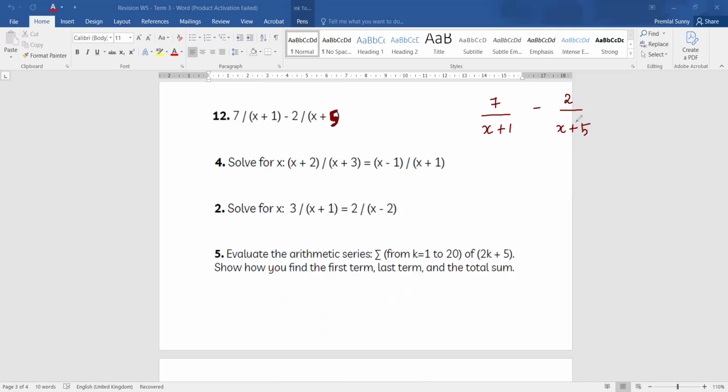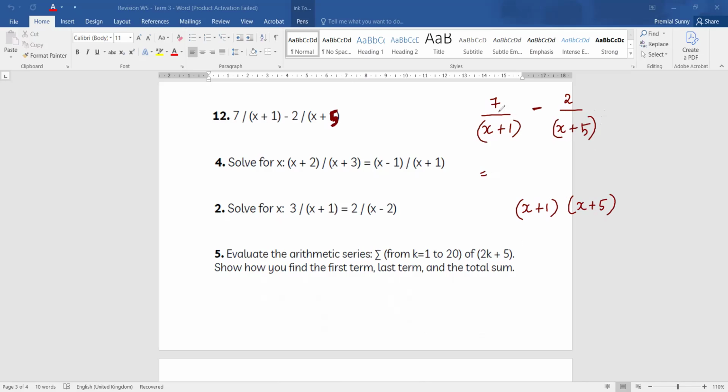Now, in this case, you can check here if this is a negative sign and the denominators are different. If the denominators are different, to get the denominator, you multiply both the denominators. x plus 1 times x plus 5. Now, before that, always step number 1 should be, if you have two terms or more than two terms, put them in a bracket.